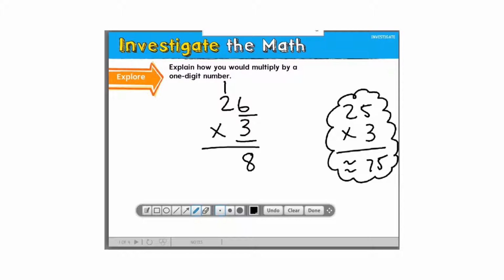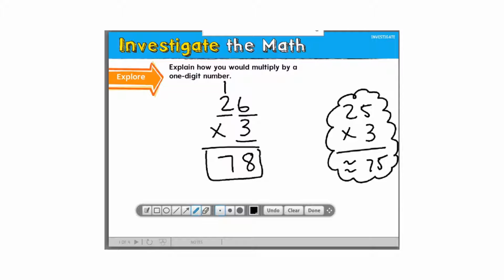Wait, the answer is 618. Wait till we're finished. And no, that's not the answer. Oh, then it's only... okay. So then 3 times 2 is 6. And then the regrouped number I would add to it, which would be 7. And so my final answer is 78. What? 78. Watch what I'm doing.